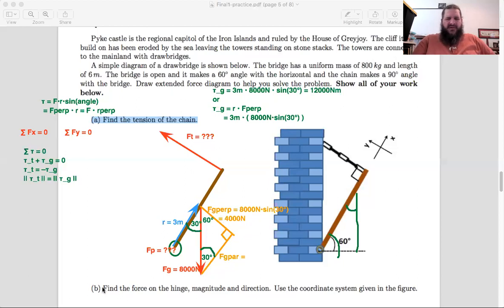Because for part 2, it's asking specifically to find the force on the hinge using the coordinate system given in the figure. And the coordinate system provided here is assuming that the x coordinate is parallel to the drawbridge and the y component is perpendicular to the drawbridge. So let's go ahead and just treat that as our new xy coordinate system. Perpendicular component, which is the y component, is 4,000. And what would we do to find the parallel component, the new x component?